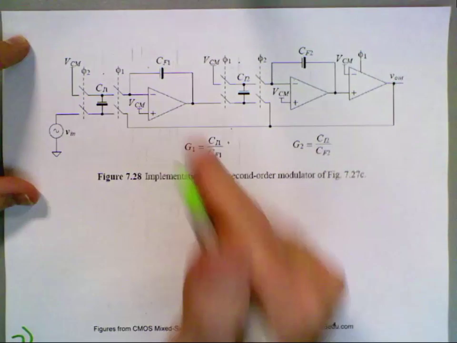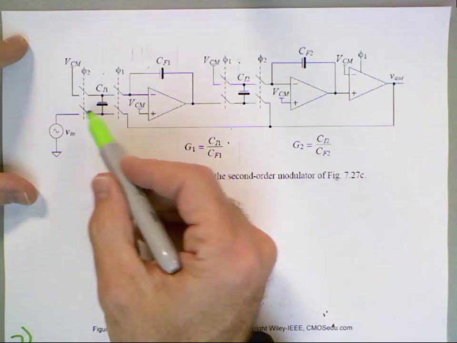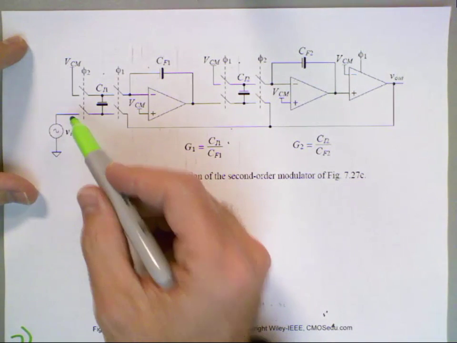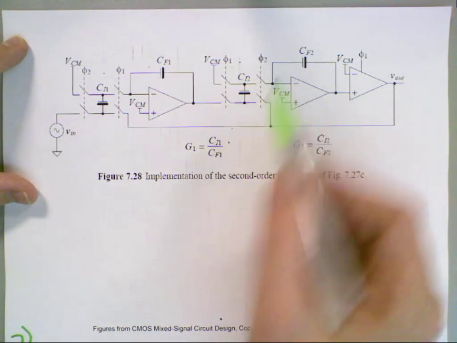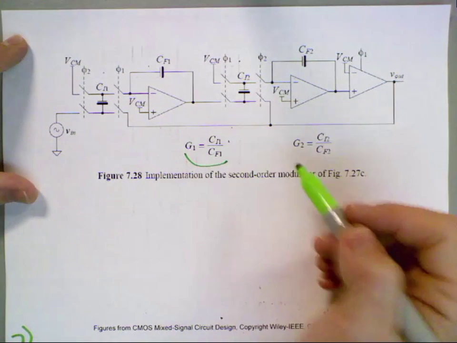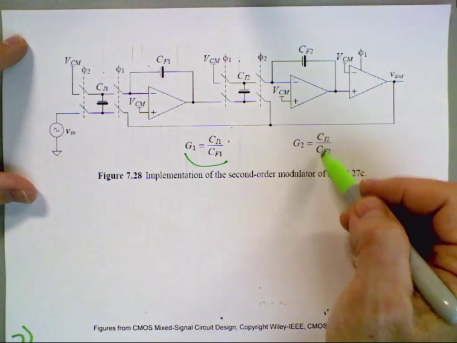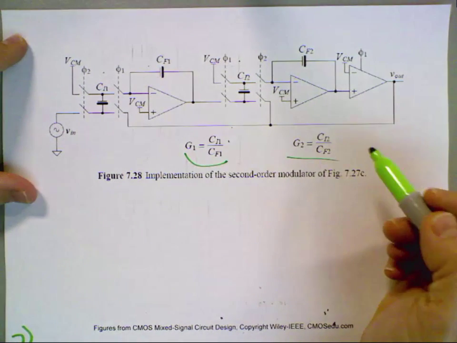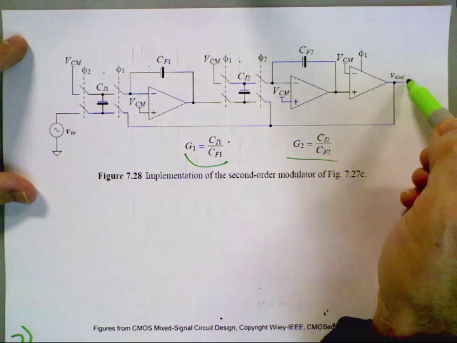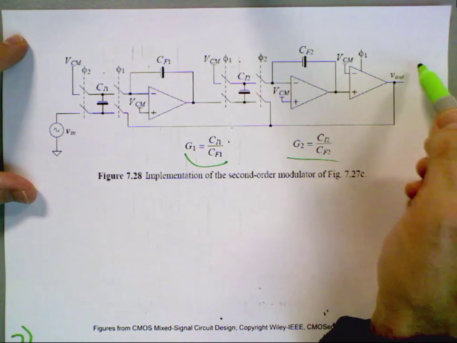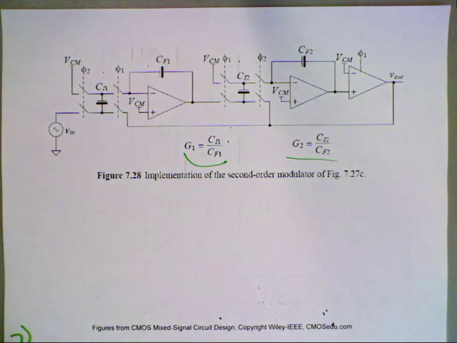And here we have our non-delaying integrator, which we know actually delays the input by half a clock cycle. Here we have our delaying integrator. We have our gains, G1, CI1 over CF1, G2, CI2 over CF2. And our output is our digital 1 and 0 that goes through, and we decimate and all that. So what we want to do is look at the gains. And before I do that, I'm going to do a simulation.